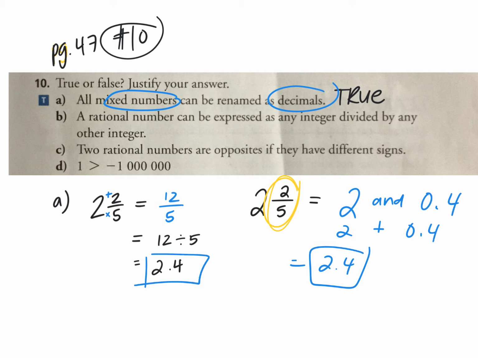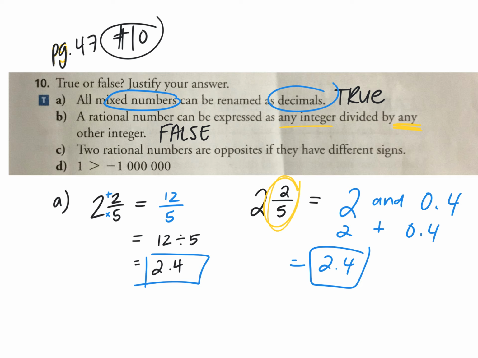Okay, raise your hand if you like method 1 better. So going to improper and then a decimal. Who likes method 2 better? Okay. A rational number can be expressed as any integer divided by any other integer. Raise your hand if you think that's true. Who thinks it's false? Raise your hand if you think it's false. Okay, why is this false? You are correct. Why is this false? Why can't we express it as any integer divided by any other integer?